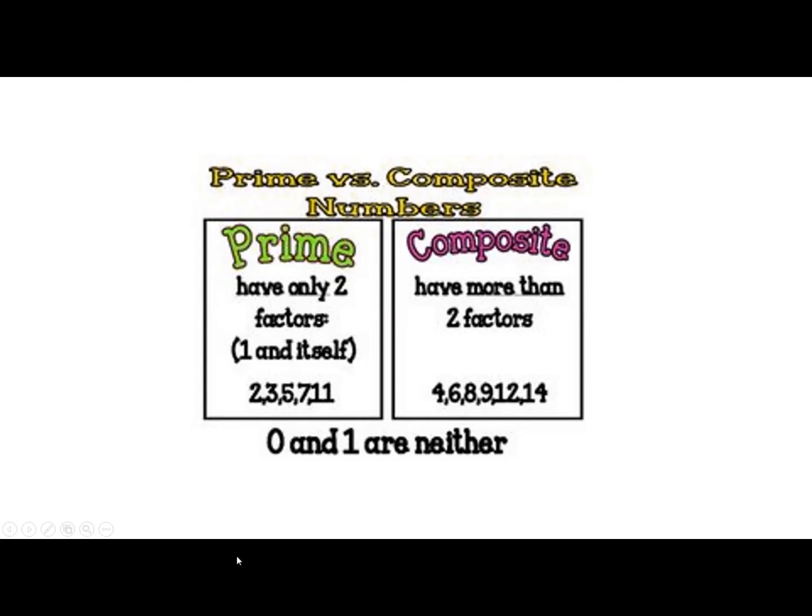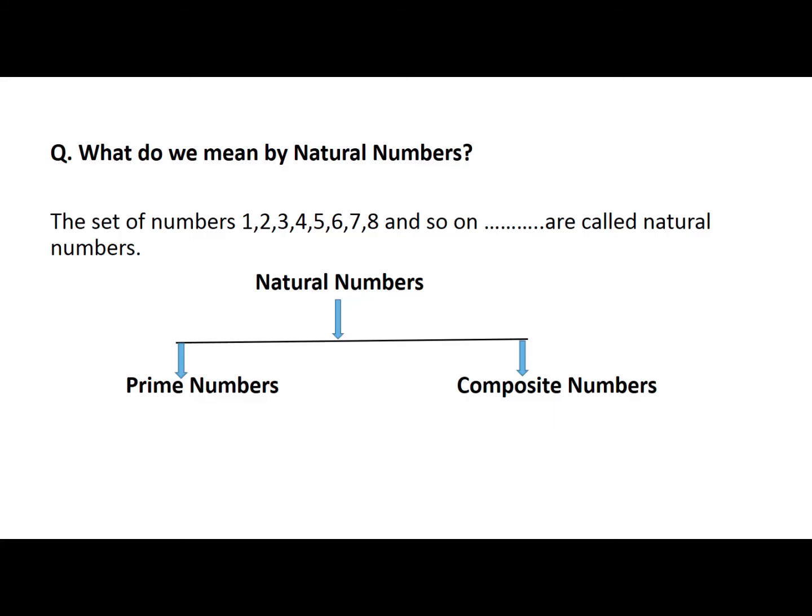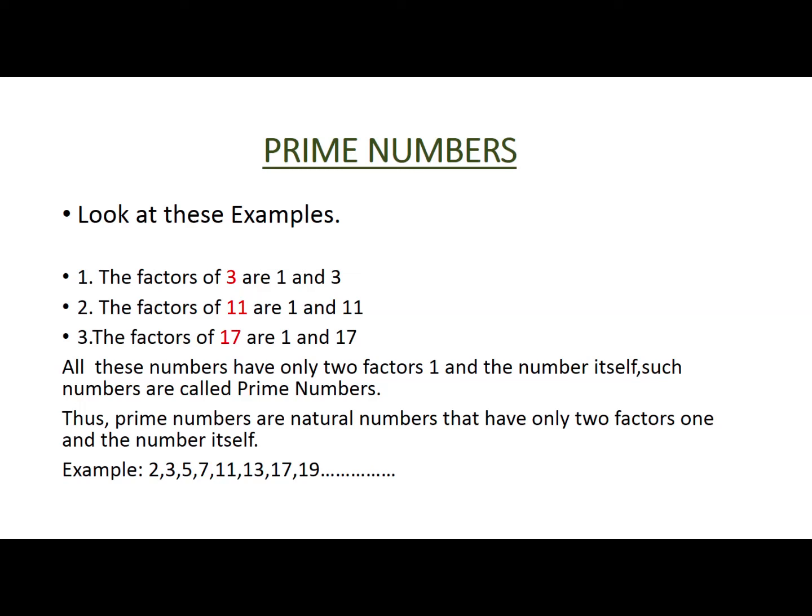Today let us learn about prime and composite numbers. But before we begin, let us understand what we mean by natural numbers. The set of numbers 1, 2, 3, 4, 5, 6, 7, 8 and so on are called natural numbers. Natural numbers can be divided into prime and composite numbers. Now let us start with prime numbers.